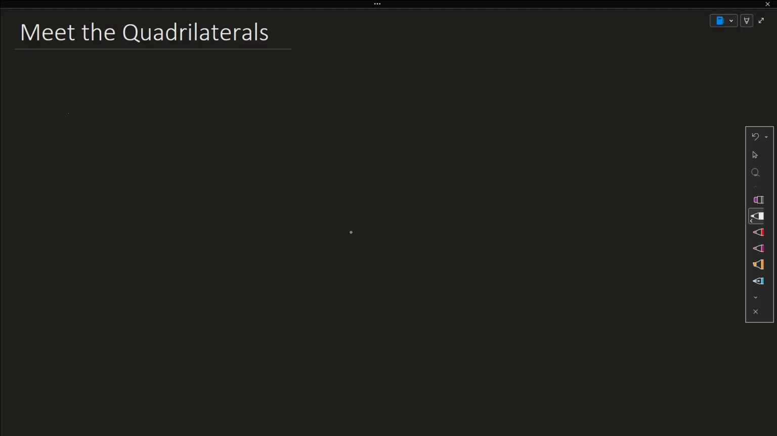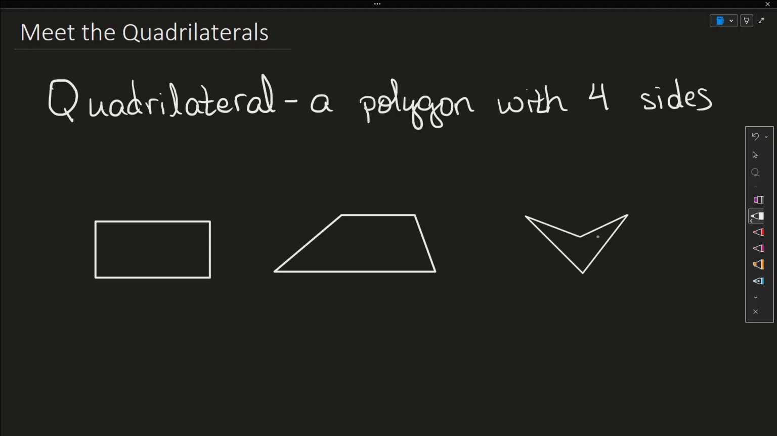Let's start with the most general definition. A quadrilateral is a polygon with 4 sides. That means if a shape is closed, has straight sides, and has exactly 4 sides, then it is a quadrilateral. Next, let's look at some important types of quadrilaterals.